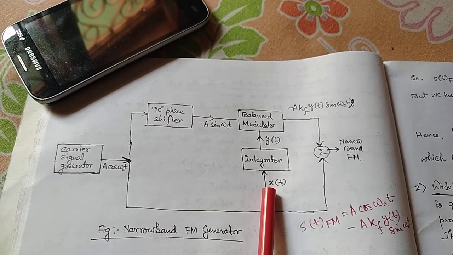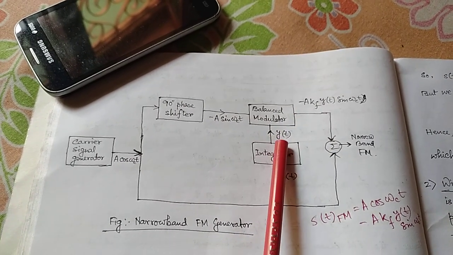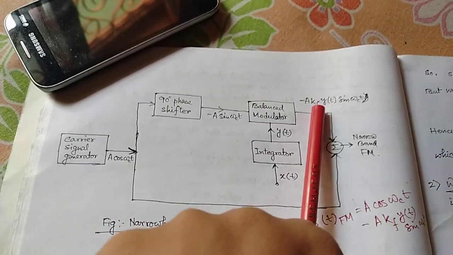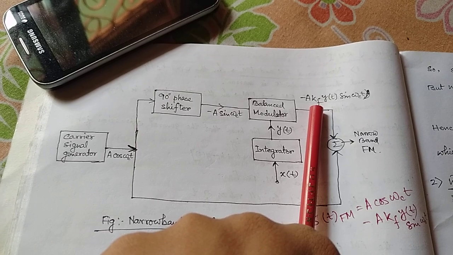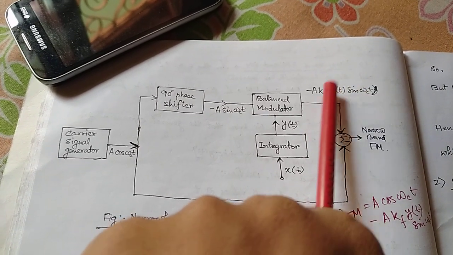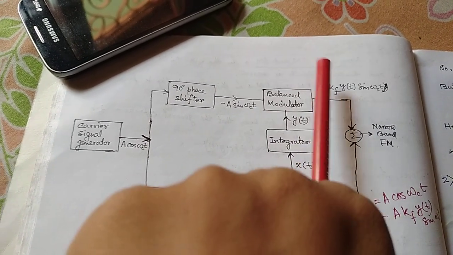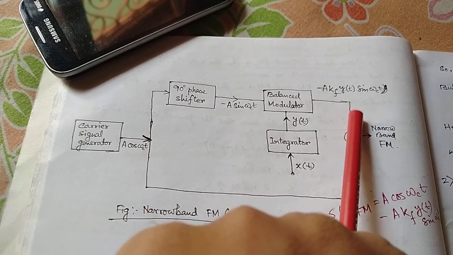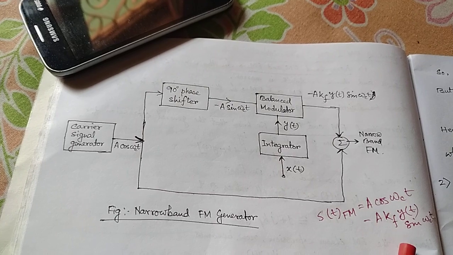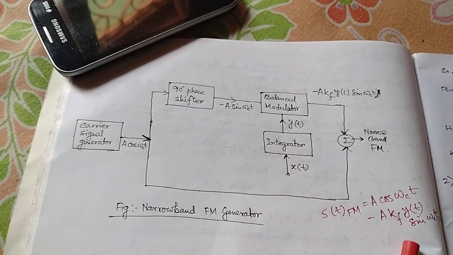Now we integrate this x(t), since my y(t) is the integration of x(t), so after going through the balanced modulator, it would be multiplied, so that would become minus A Kf y(t) sin omega_c t, where Kf is the frequency sensitivity and it is generated by this balanced modulator. And after the summation with A cos omega_c t, it would become like this, and this is my generation of narrowband FM.